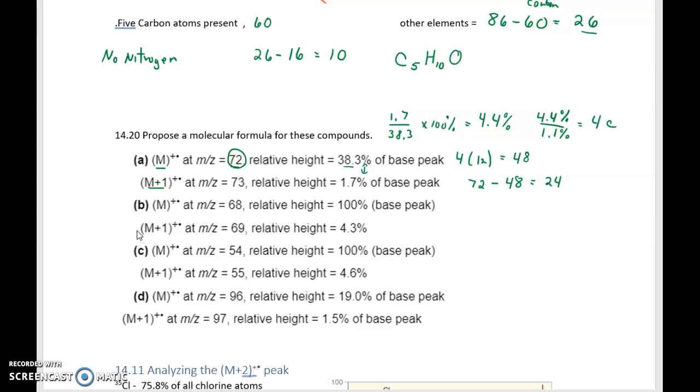If we add an oxygen, that will leave us with an 8 here. So 16 is obviously the molecular weight of oxygen, and we're going to have 8 hydrogens. So our compound is going to be C4H8O.